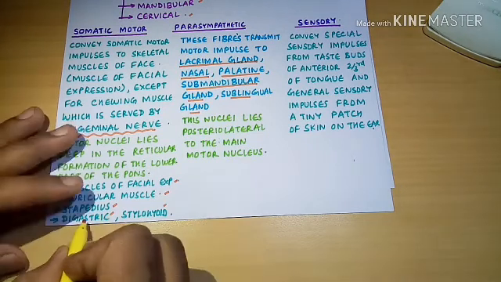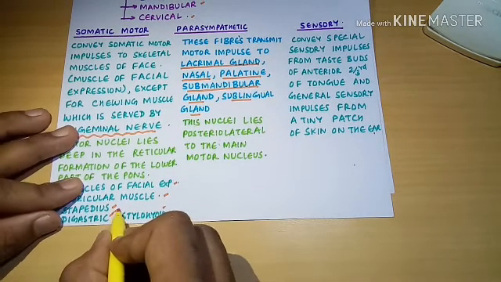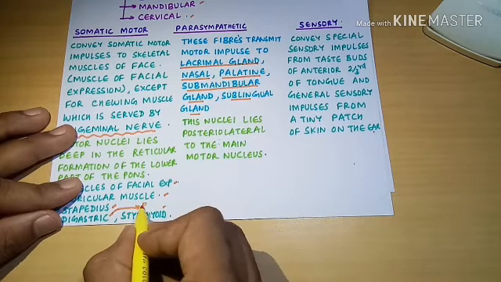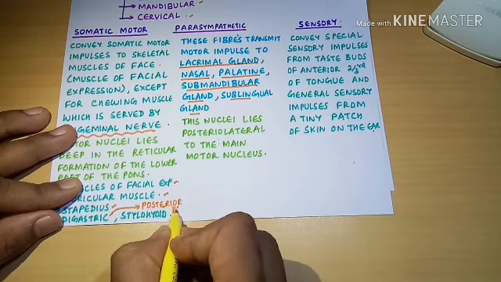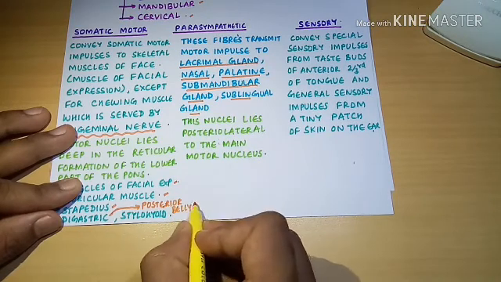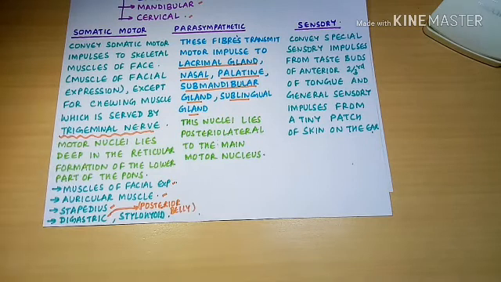So I'll write here, this is the posterior belly of the digastric muscle. It is not the anterior belly of the digastric muscle. It is the posterior belly of the digastric muscle and the stylohyoid muscle. So these motor nuclei are present in the reticular formation of the lower part of the pons and supply the muscles of facial expression, the auricular muscles, the stapedius muscle, the posterior belly of the digastric muscle, and the stylohyoid muscle.